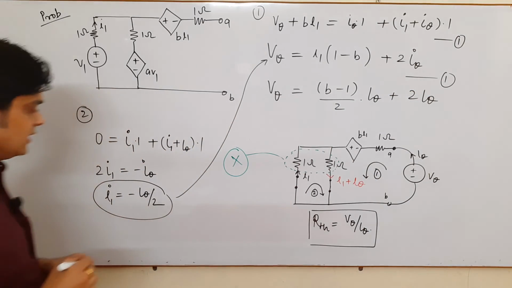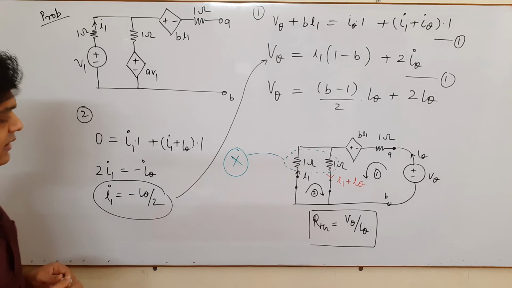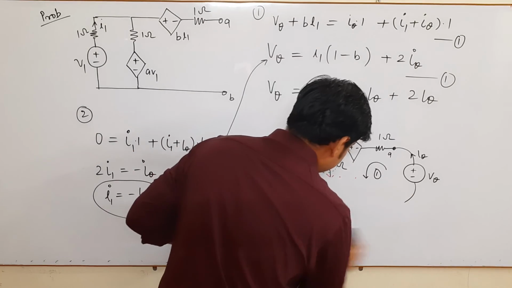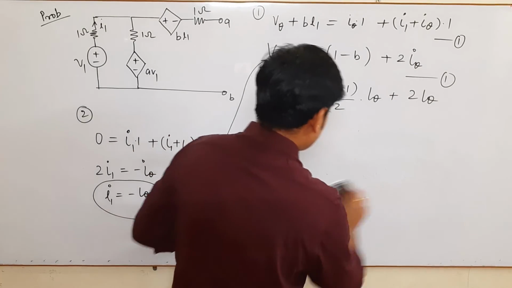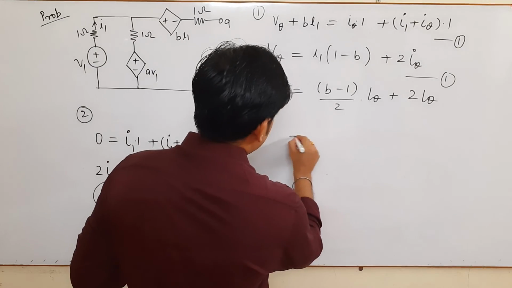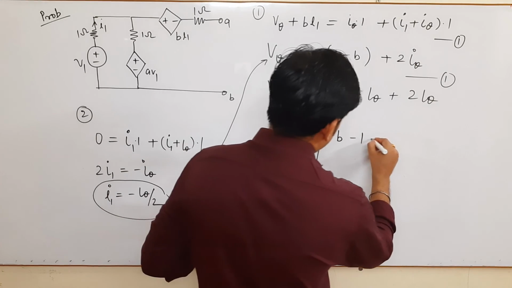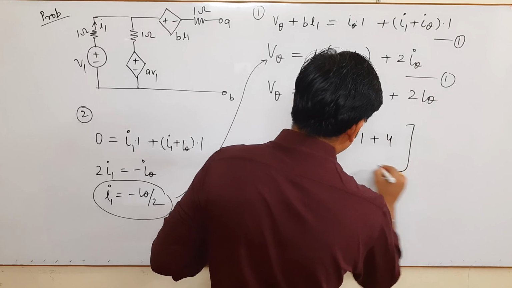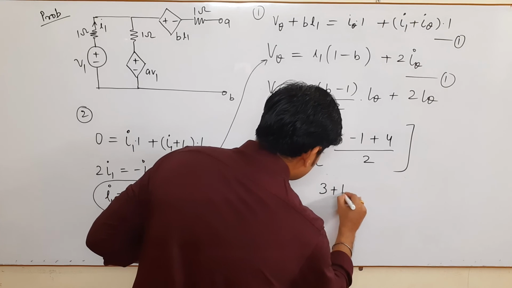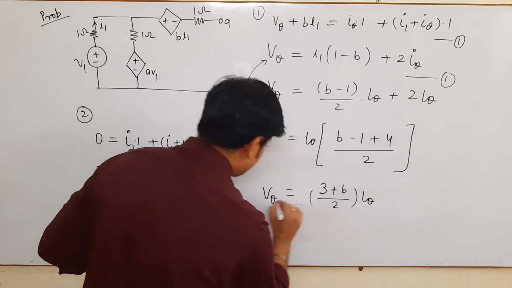Should I write in this manner? Yes. Simply I have changed the sign, that is minus, I have put it here, so it becomes B minus 1 upon 2 into Iθ. Now we'll solve this and find the value of Vθ by Iθ. So take Iθ as common. That comes to be B minus 1 plus 4, divided by 2. So that comes to be 3 plus B upon 2 into Iθ. This is your Vθ.